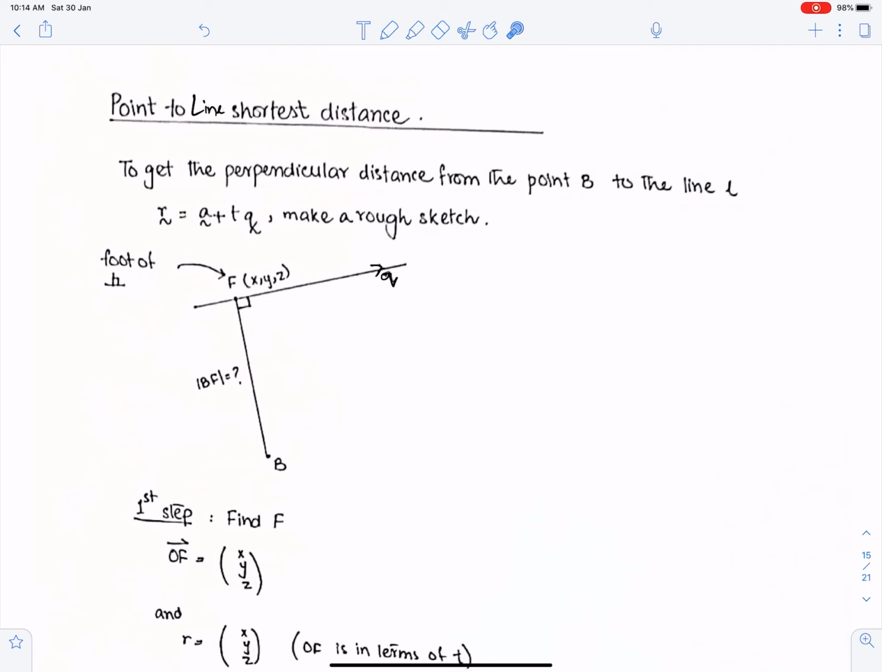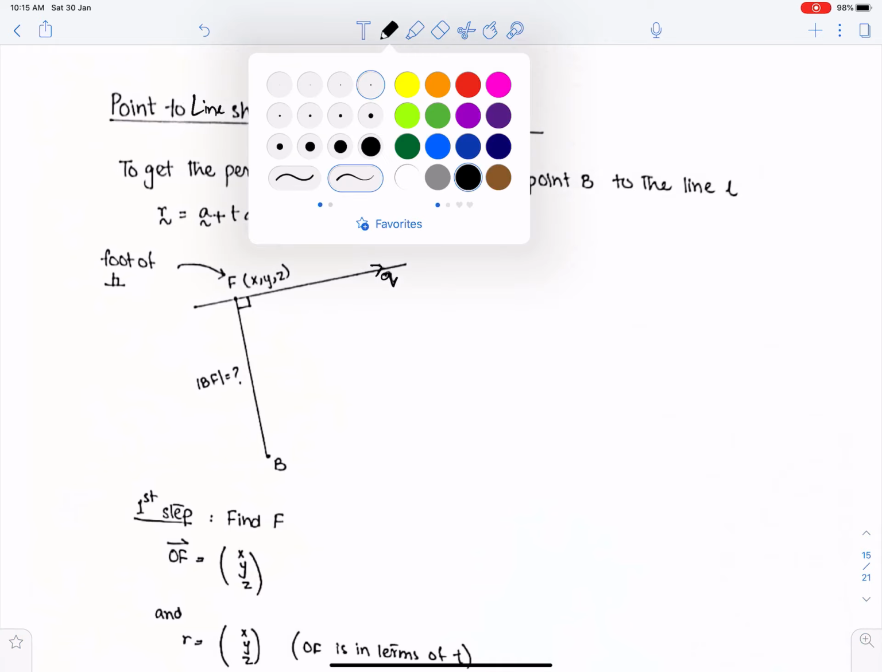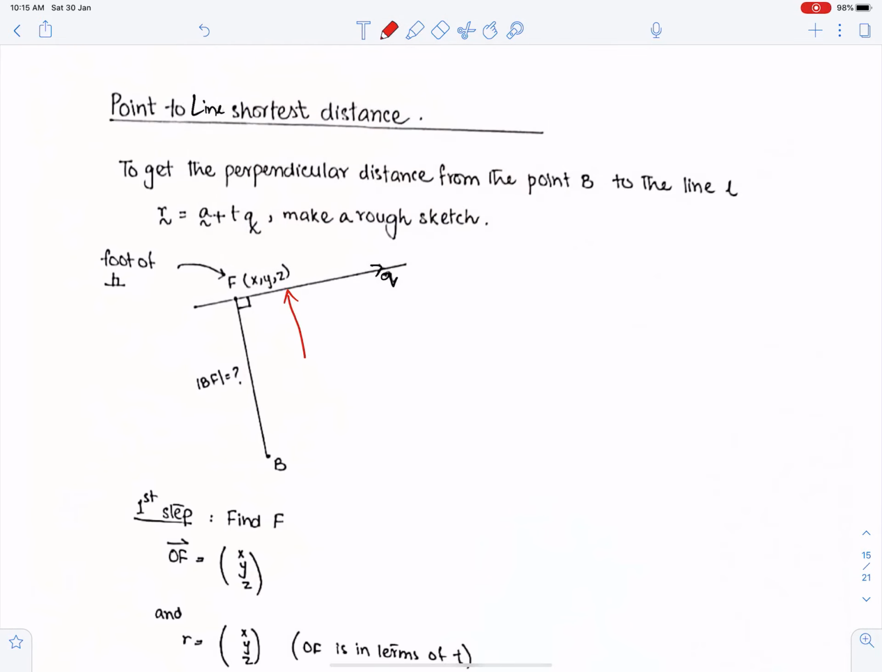The two things will be given: the point and the equation of the line. And you need this distance. This is the point to line distance, and this is the requirement. The problem is this point F, which is the foot of the perpendicular from B to this line L. Since this point is unknown, first we will work for F.